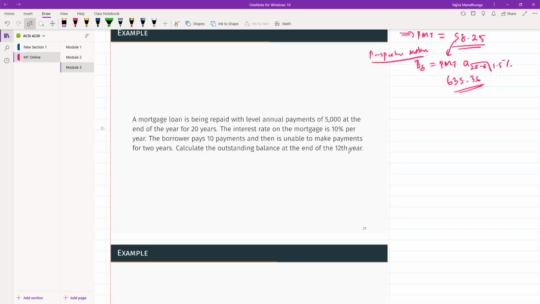Okay, so in this problem, a mortgage loan is being repaid with level annual payments of 5,000 at the end of the year for 20 years. The interest rate on the mortgage is 10%. The borrower pays 10 payments and then is unable to make payments for 2 years. Calculate the outstanding balance at the end of the 12th year. So let's see. Here is time 0, time 1, time 10, 11, 12, 20. So the payment size is 5,000.